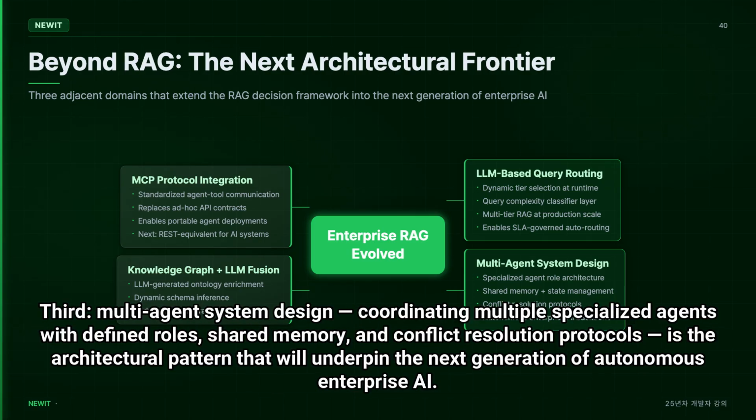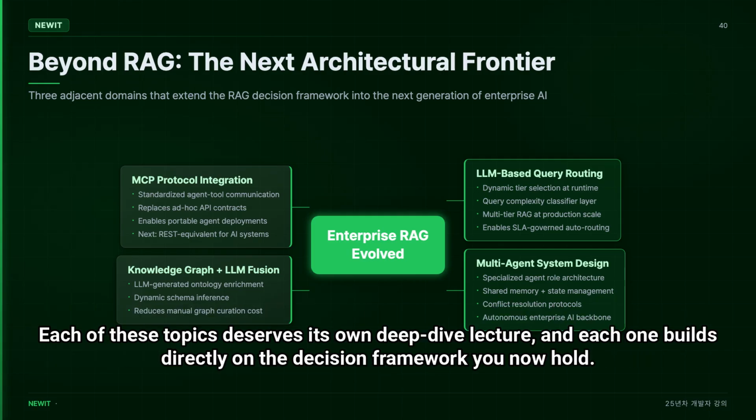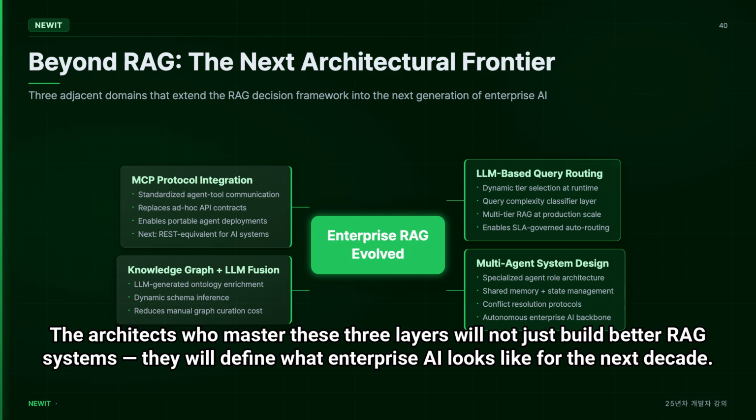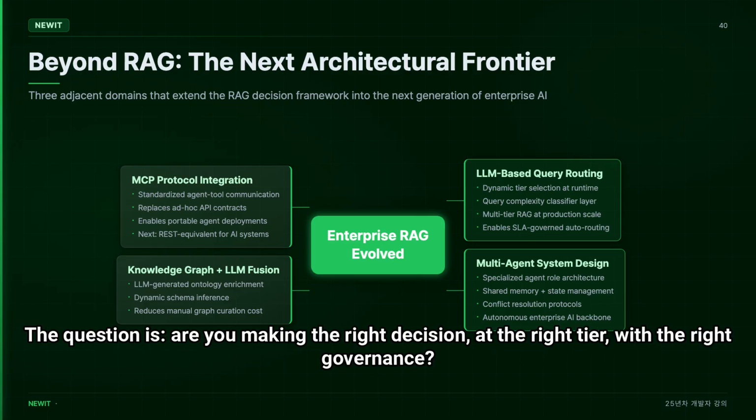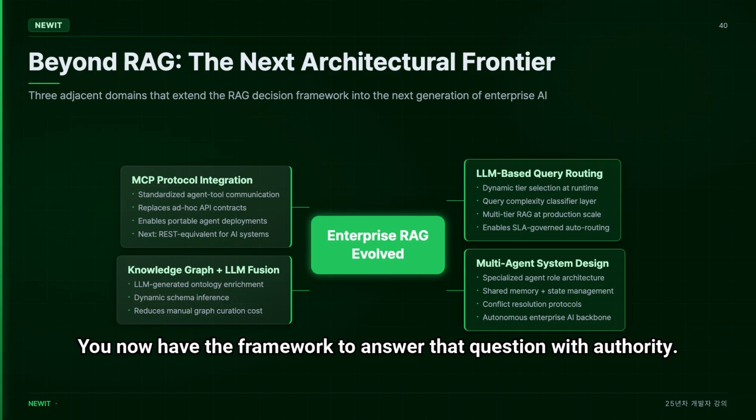Third, multi-agent system design, coordinating multiple specialized agents with defined roles, shared memory, and conflict resolution protocols, is the architectural pattern that will underpin the next generation of autonomous enterprise AI. Each of these topics deserves its own deep dive lecture, and each one builds directly on the decision framework you now hold. The architects who master these 3 layers will not just build better RAG systems, they will define what enterprise AI looks like for the next decade. The question is no longer whether RAG is the right architecture. The question is, are you making the right decision at the right tier with the right governance? You now have the framework to answer that question with authority.